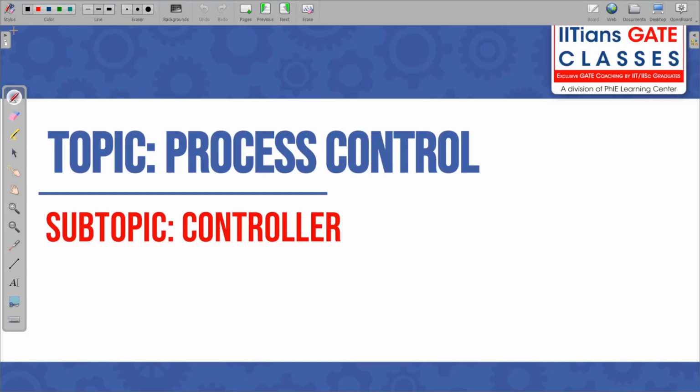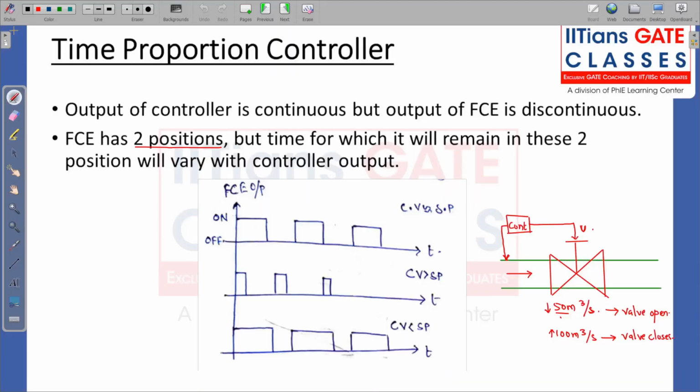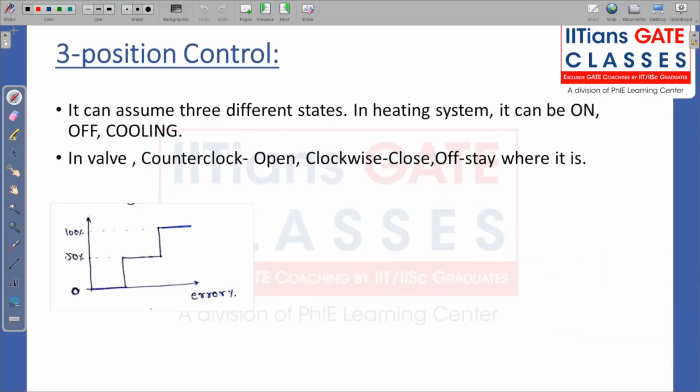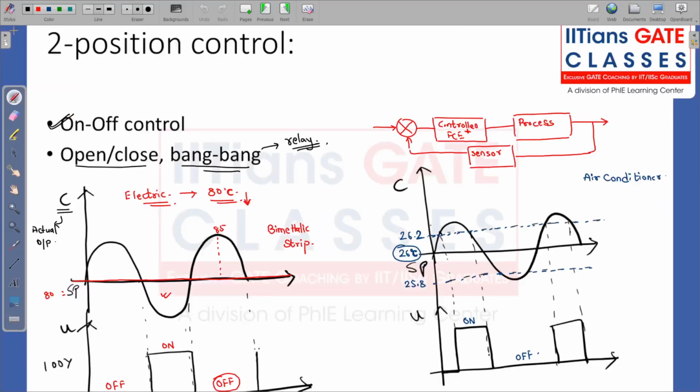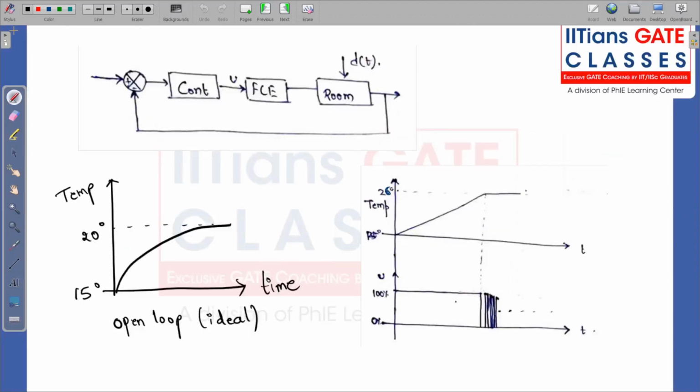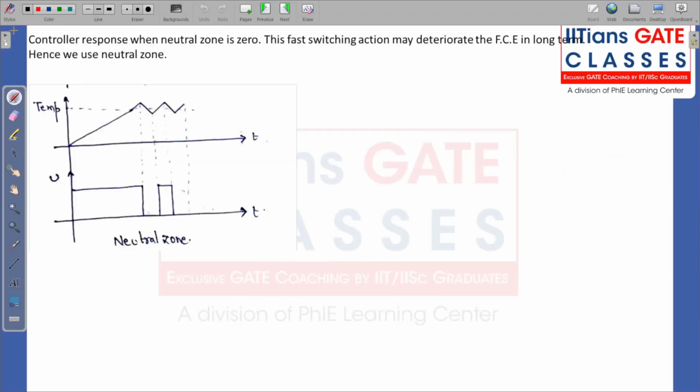So in today's video session, we are going to see continuous controllers. In the last class, we have seen discontinuous controllers or multi-position controllers like on-off control and three-position control. We have seen what is on-off control (open, close, bang-bang), three-position control, as well as time proportional controllers. We have seen a few questions also.